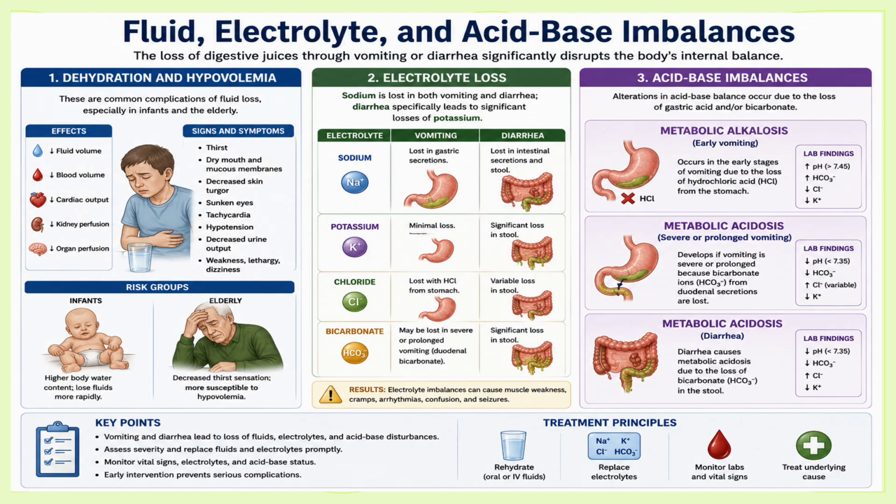Now, the situation changes if the condition worsens. If vomiting becomes severe or prolonged, the body shifts into metabolic acidosis. This happens because of the buffer system. After prolonged vomiting, it takes time for it to kick in and start compensating. So now the bicarb ions found in the duodenal secretions are lost. Similarly, diarrhea causes metabolic acidosis because large amounts of bicarb are lost directly in the stool.